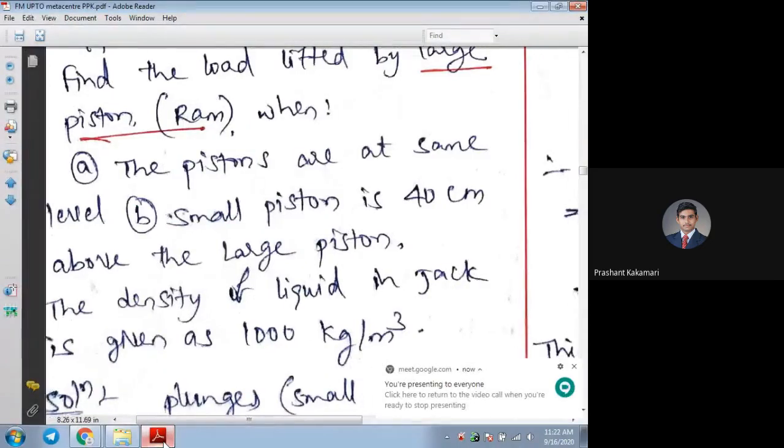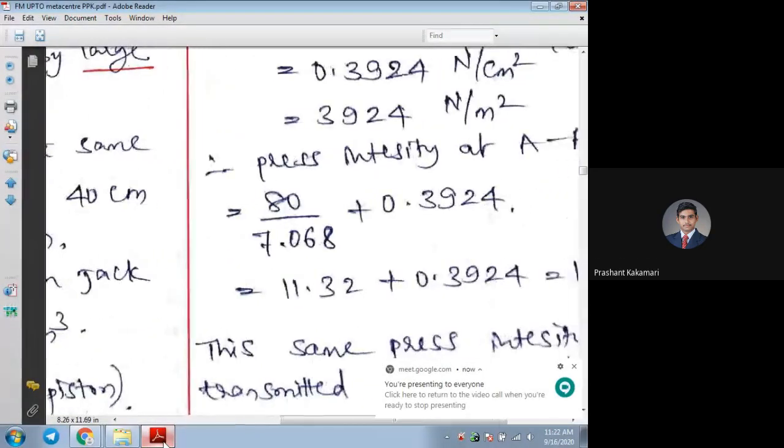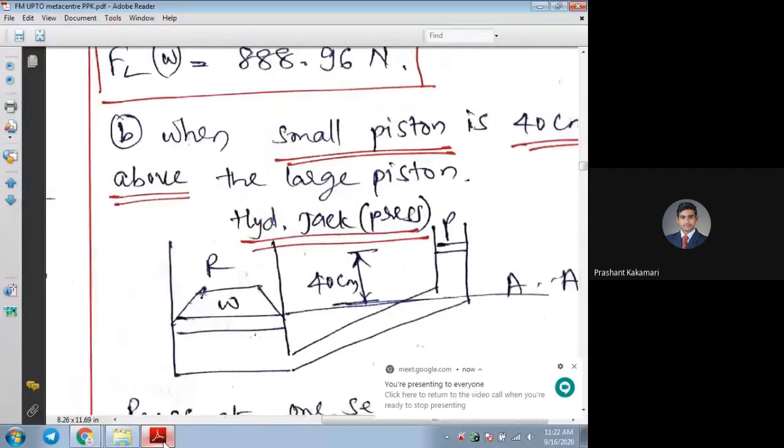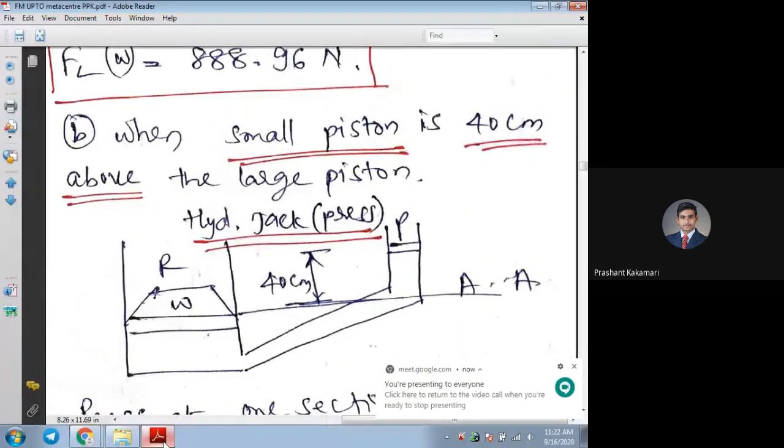So water is filled. I'll go to the sketch here to help you understand better. In this sketch, you can consider two cylinders filled with water and connected with a horizontal limb or an inclined pipe, whatever. It is just a hydraulic application. The small piston is shown on the right side, P, and the ram, or the large piston, is shown on the left side with some weight. It has to lift or overcome that weight.